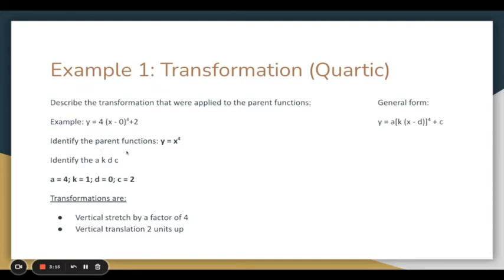So the parent function, it is the same thing: in order to identify it, we just see the degree is 4, so y equals x to the power of 4. In order to identify the AKDC, we need to find A, which is 4, K is 1, like I said, it's invisible right here, and D is 0 because there's no value, and C is 2. So the transformation is vertical stretch by a factor of 4, K we just ignore because it's just 1, and vertical translation 2 units up, which is C.